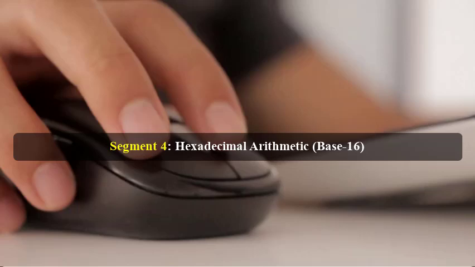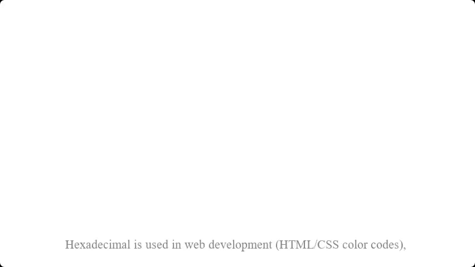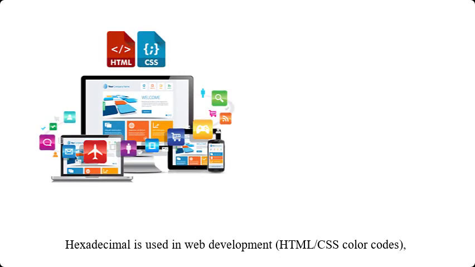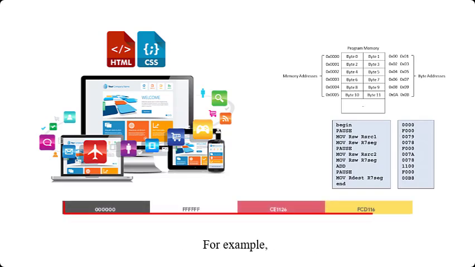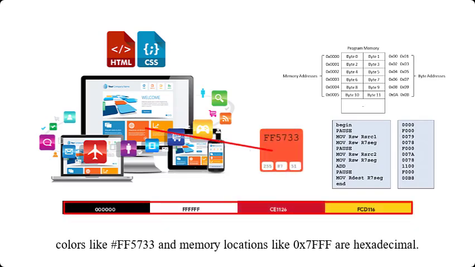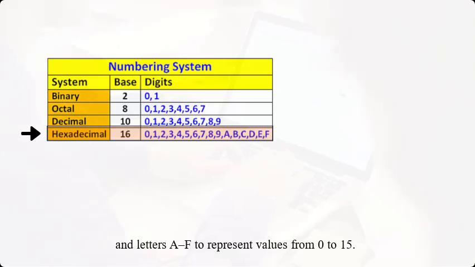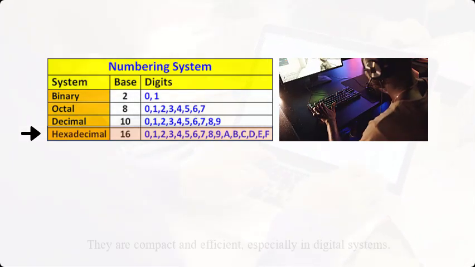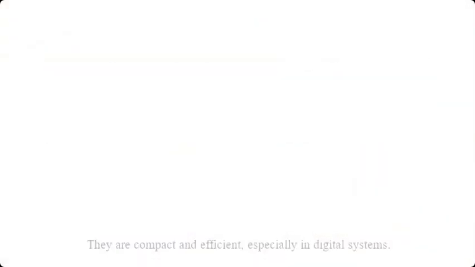Segment 4. Hexadecimal arithmetic. Base 16. Hexadecimal is used in web development, memory addressing, and assembly programming. For example, colors like #FF5733 and memory locations like 0x7FFF are hexadecimal. Hexadecimal numbers use digits 0 to 9 and letters A to F to represent values from 0 to 15. They are compact and efficient, especially in digital systems.